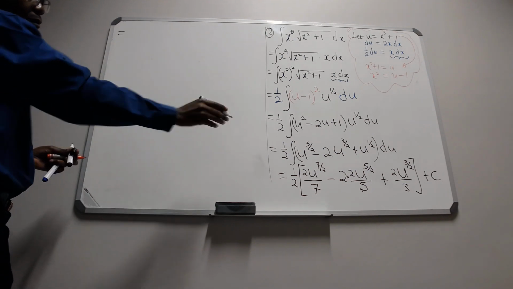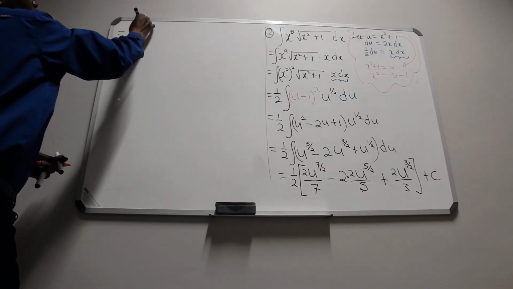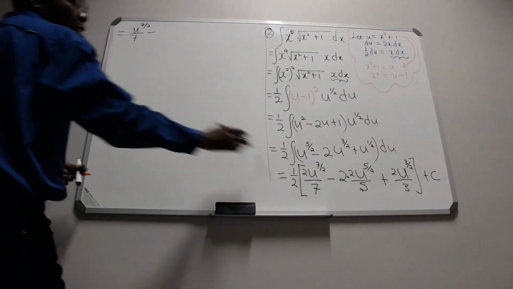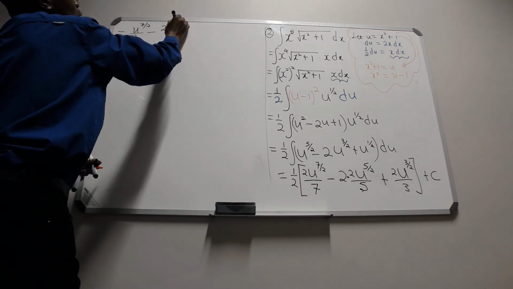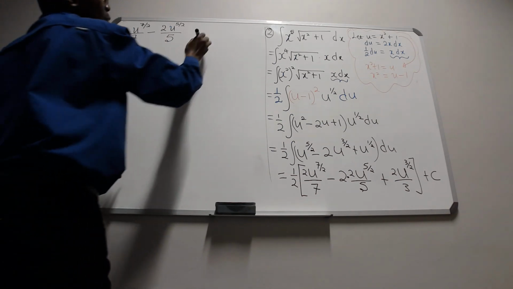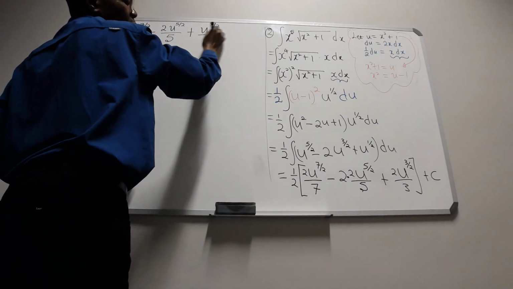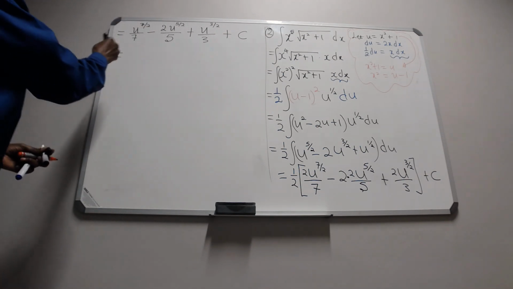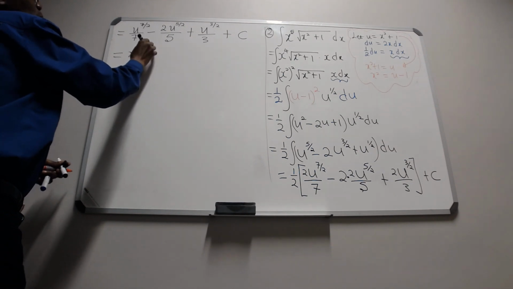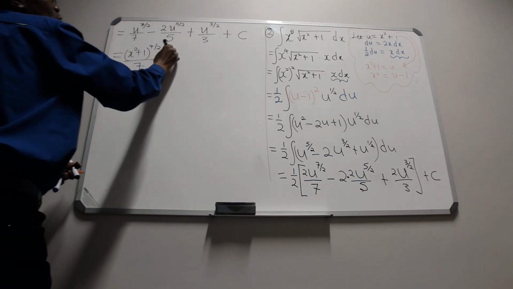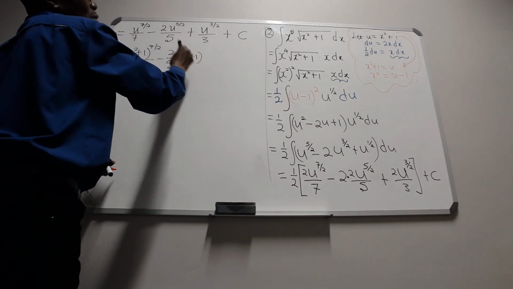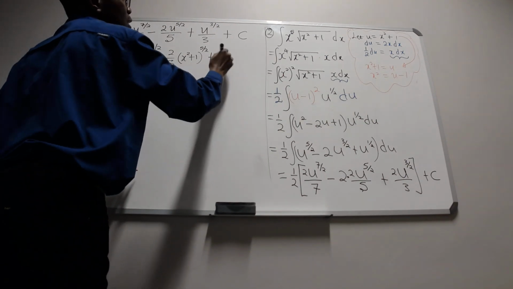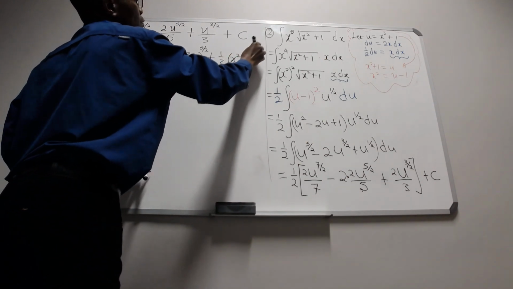If we simplify, we get half times u to the 7 over 2 over 7, minus 2u to the 5 over 2 divided by 5, plus u to the 3 over 2 divided by 3, plus c. We started off with x, so we replace u with our x. So we have x squared plus 1 to the 7 over 2 over 7, minus 2 over 5 times x squared plus 1 to the power of 5 over 2, plus 1 over 3 times x squared plus 1 to the power of 3 over 2, plus c.